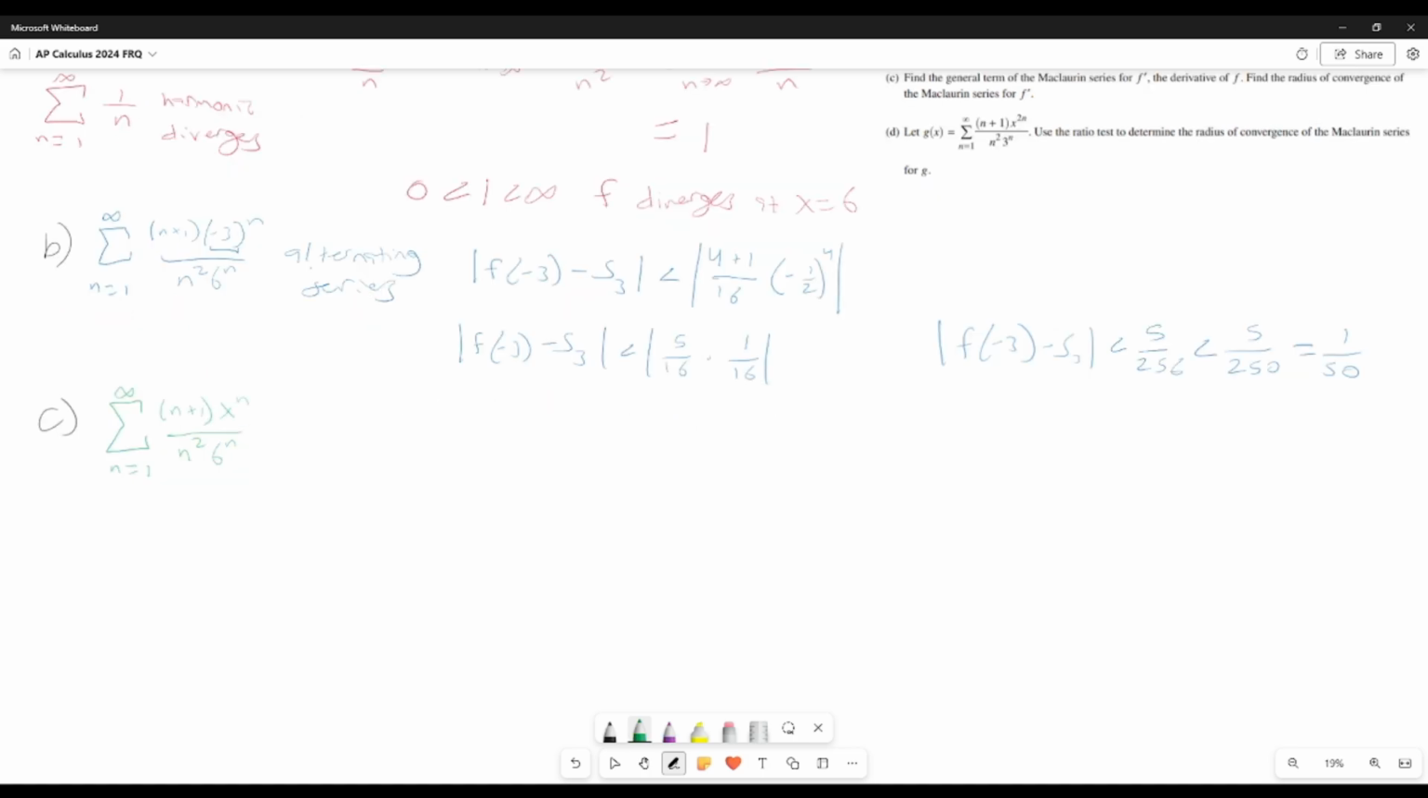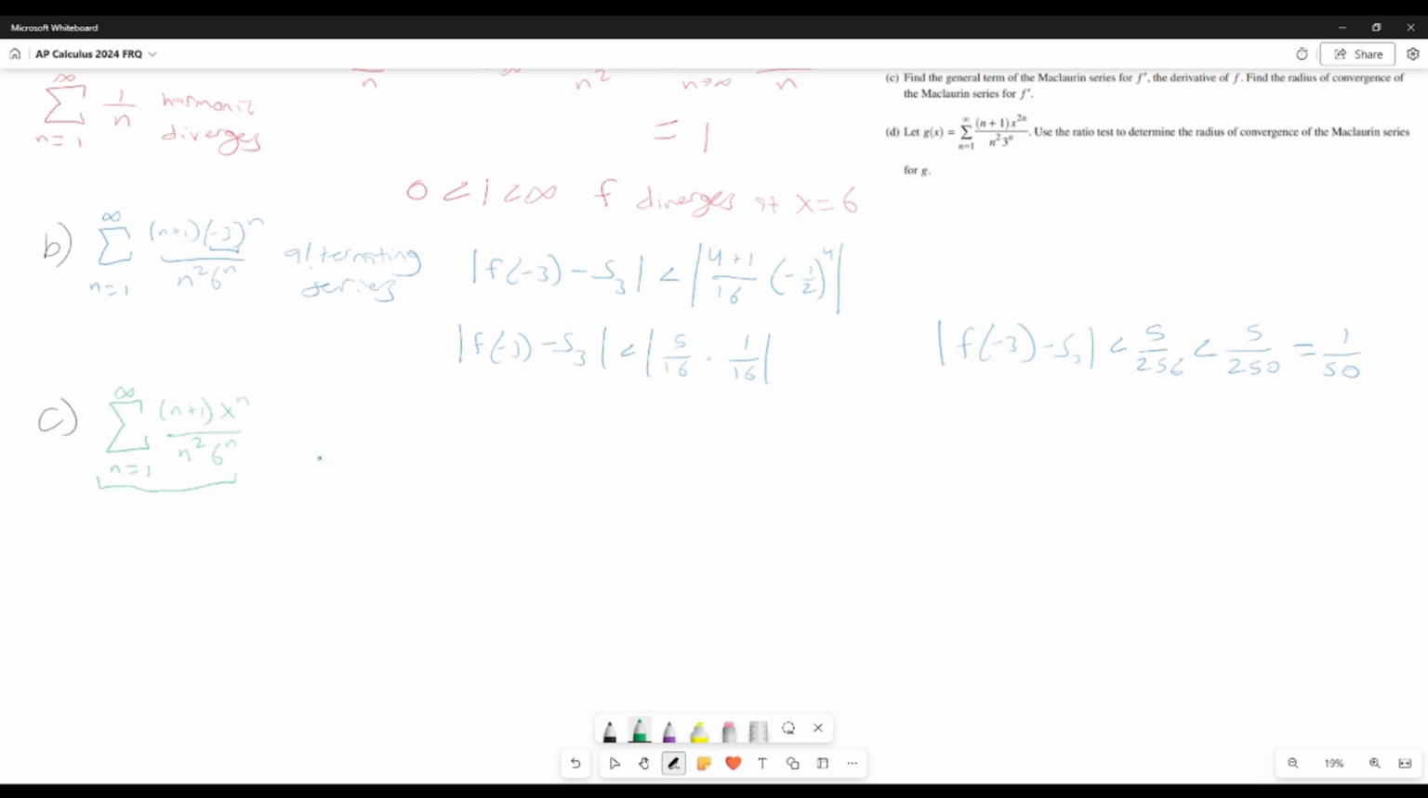Alright, on to part C. Find the general term of the Maclaurin series for f prime, the derivative of f. Find the radius of convergence of the Maclaurin series for f prime. So it wants us to find the general term, which means we can just leave it in this form.